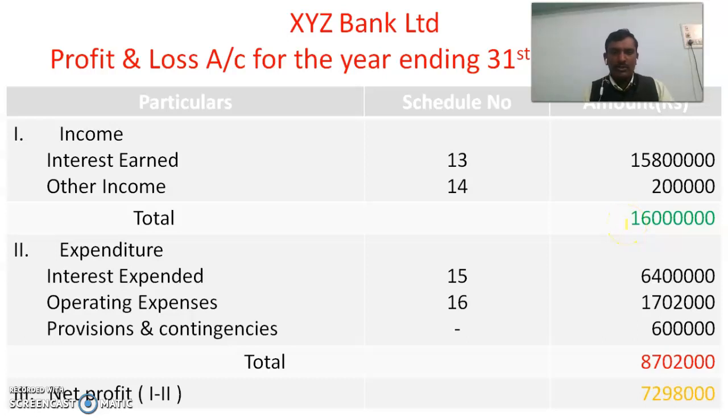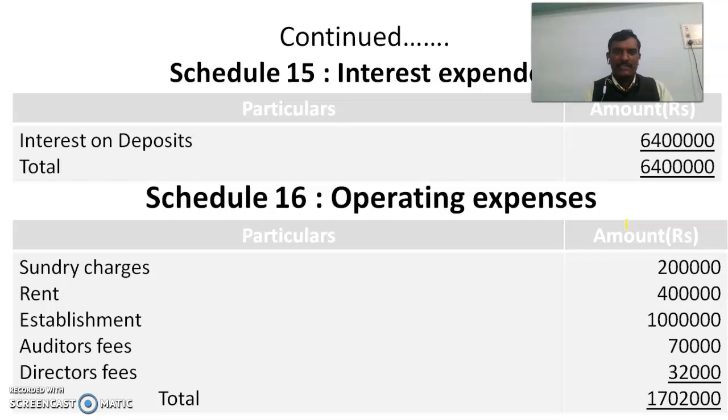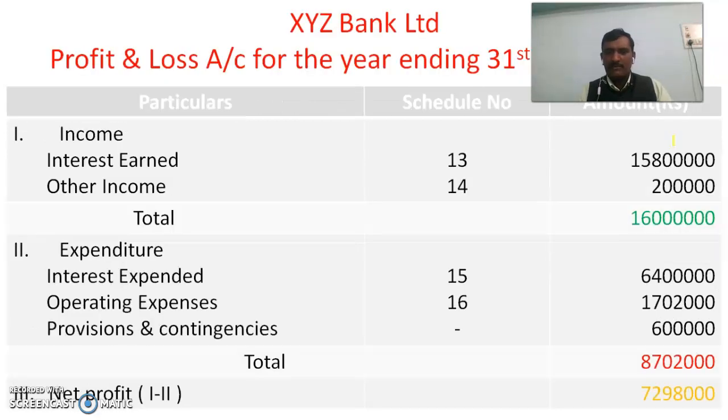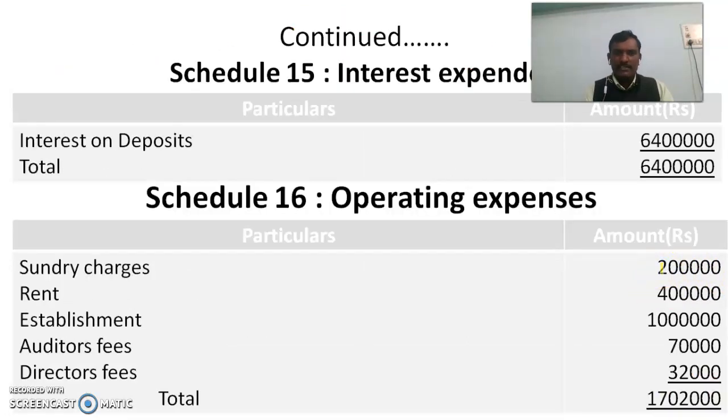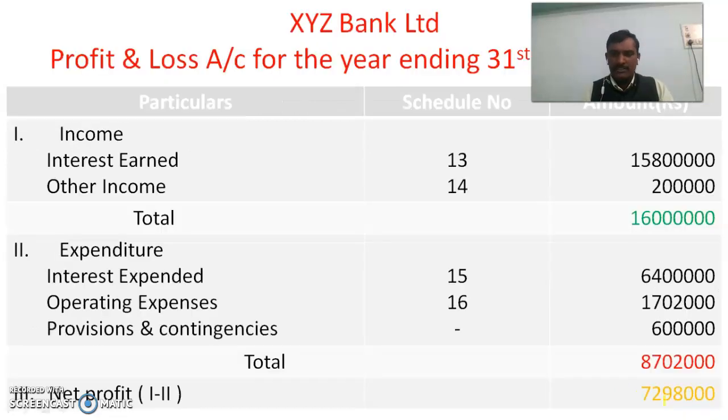Then after that we have to go for the schedules for the expenditure. For expenditure we have first the schedule for interest expended, that is schedule number 15, where we got 64 lakh as interest expended, that is interest on deposits. So 64 lakh is to be posted to the profit and loss account here under schedule 15. Likewise we have schedule number 16 for expenditures. Here the total of this schedule is 17,02,000. It is to be taken under expenditure, that is under schedule 16, here 17 lakh 2,000.